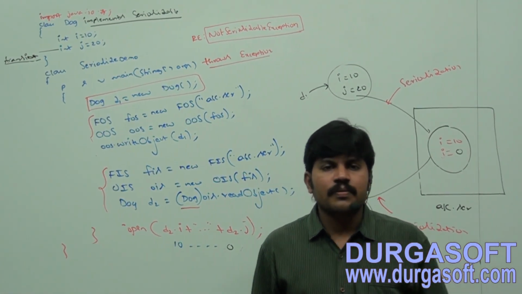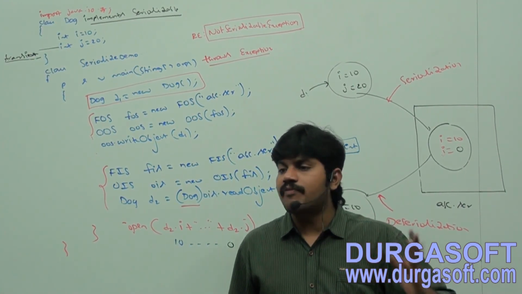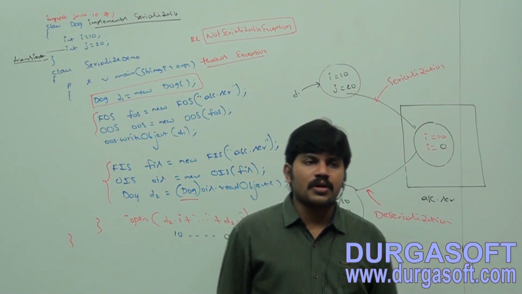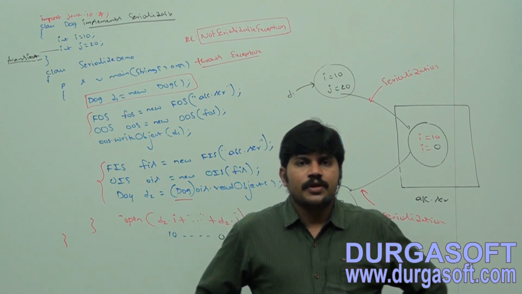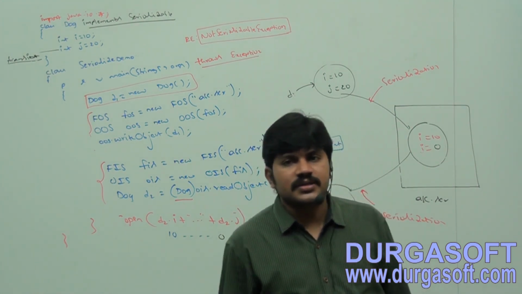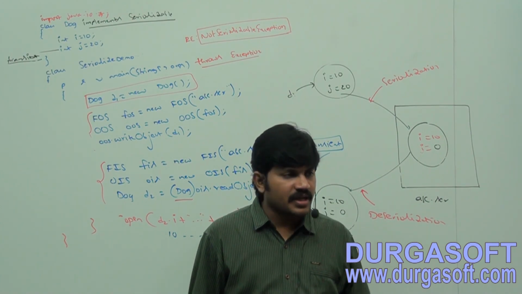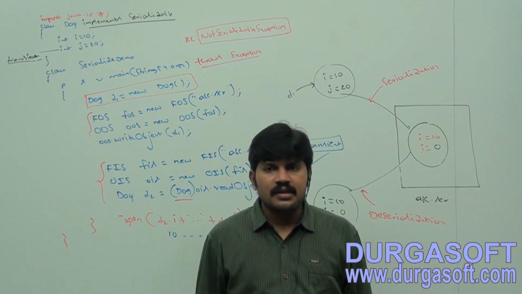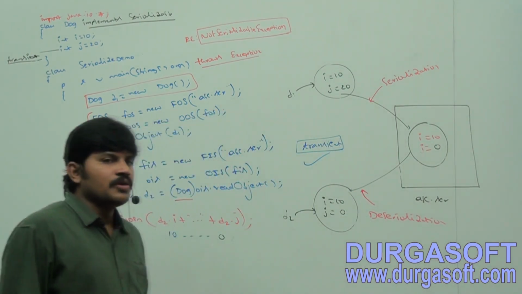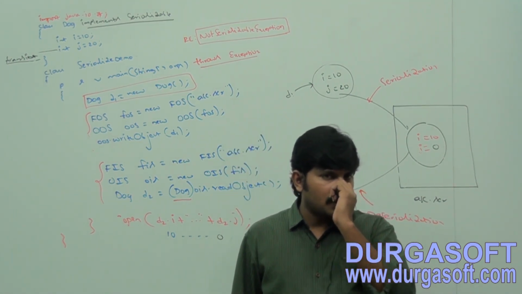At the time of serialization, if we don't want to save the value of a particular variable to meet the security constraints, then we should declare that variable as transient.